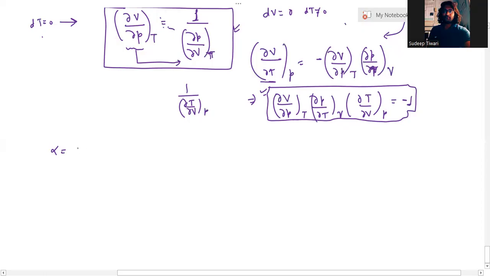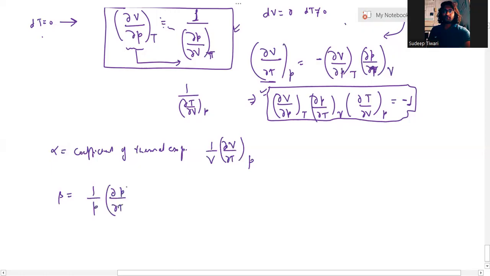So alpha I wrote as the coefficient of thermal expansion, given by 1 upon V del V by del T at a constant pressure. And beta, I can write simply as 1 upon P del P by del T at a constant volume. This is sometimes referred to as the coefficient of thermal tension. And then you can also define something called compressibility, the isothermal compressibility, referred to as kappa T, which equals minus 1 upon V del V upon del P at a constant temperature.